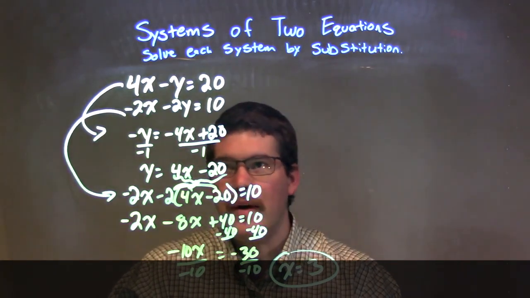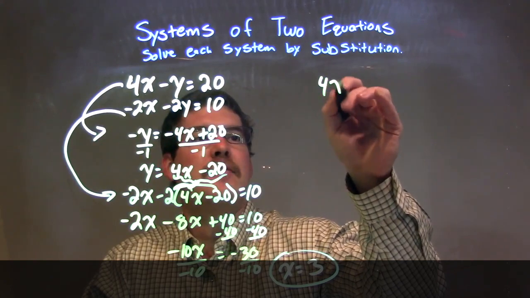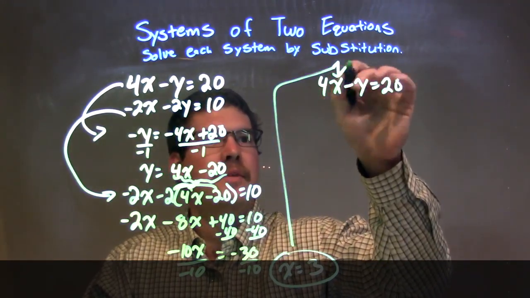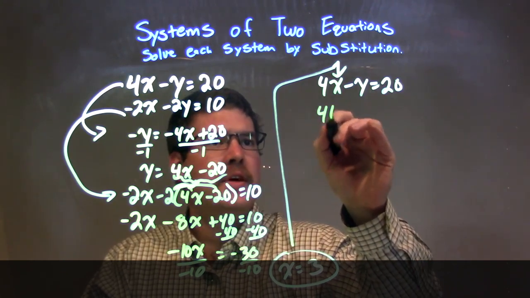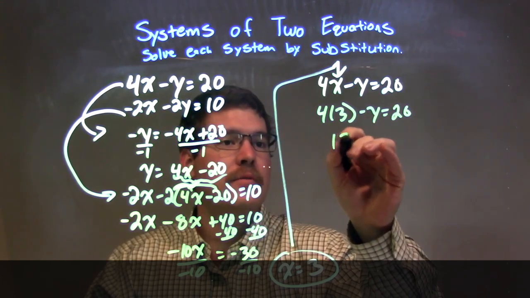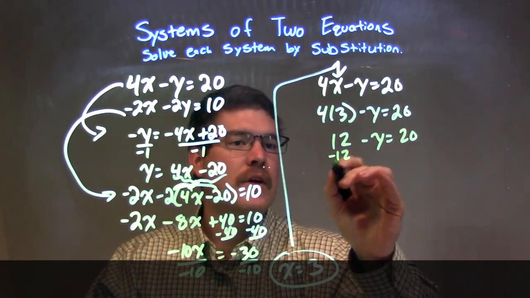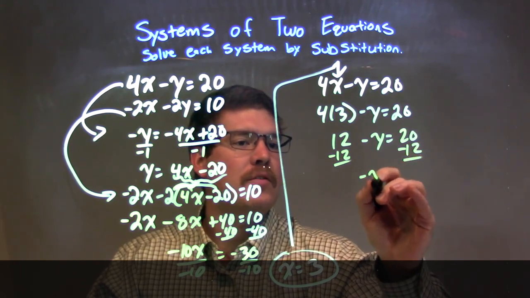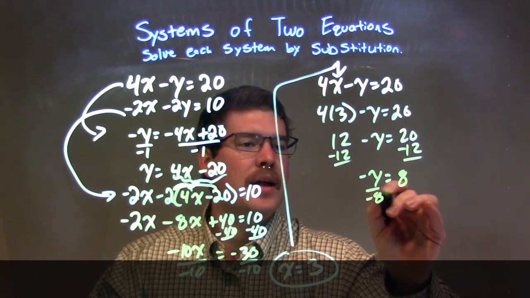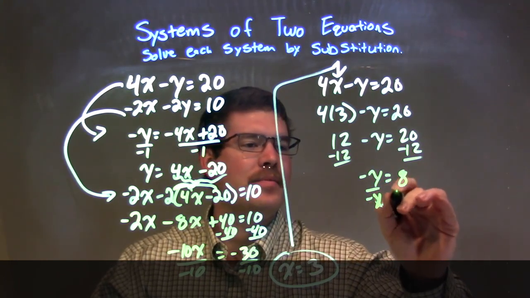I have to pick one of my other equations to substitute it back in. Let's go to the first equation: 4x minus y equals 20. I'm going to plug 3 in for the x. 4 times 3 minus y equals 20. 4 times 3 is 12, minus y equals 20. I'm going to subtract 12 from both sides to get y by itself. So negative y here; 20 minus 12 is positive 8.